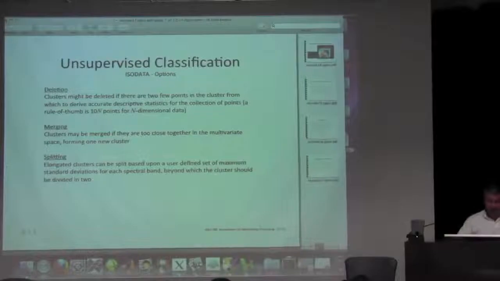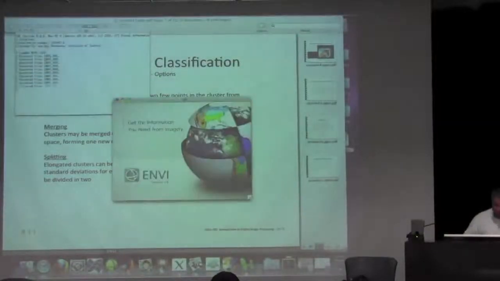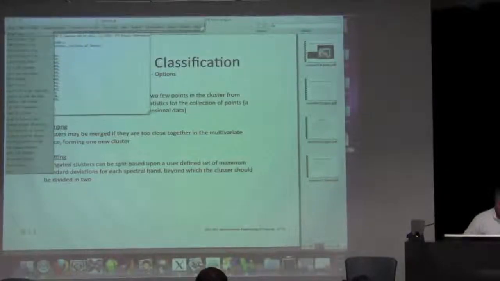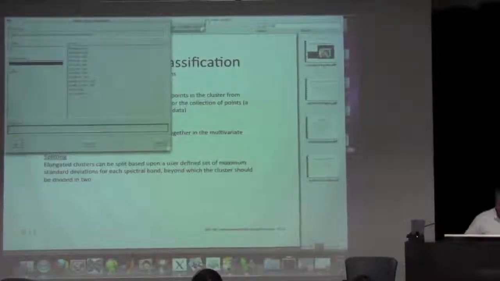All right, so let's, oh, keep closing in. All right, let's try an unsupervised classification here. Look at how that.